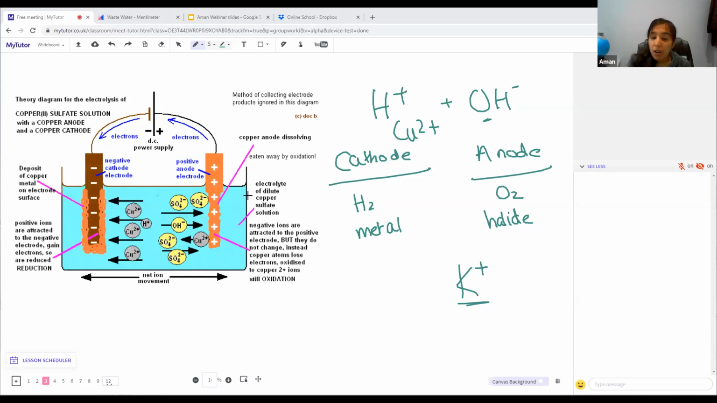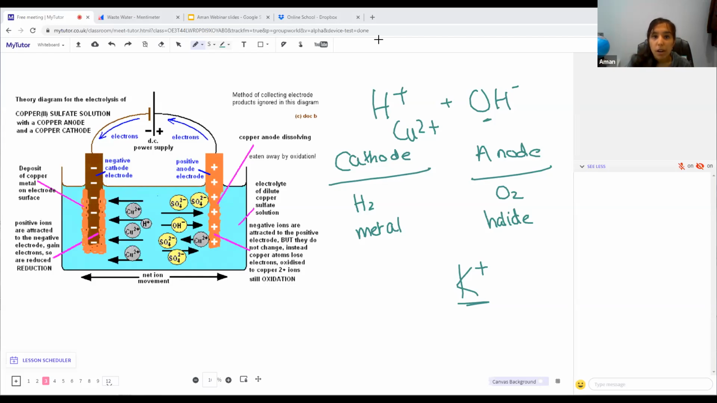Someone's asking, what is an ion? Good question. An ion is a charged element, so charged meaning that it's either lost or gained electrons. The cathode is the negatively charged electrode. That's why you've got this negative symbol here. So it's a negatively charged electrode, and the anode is the positively charged electrode.